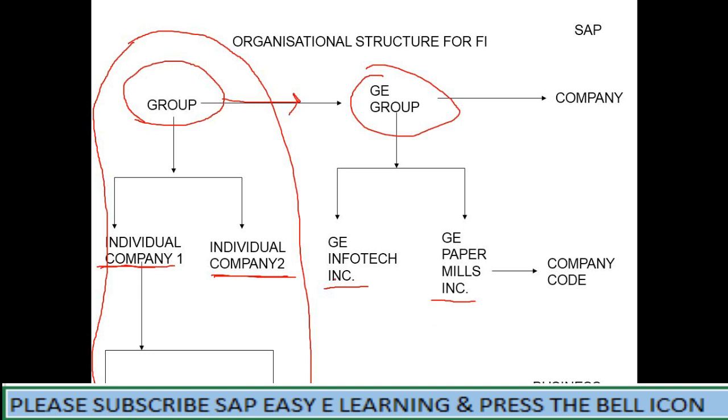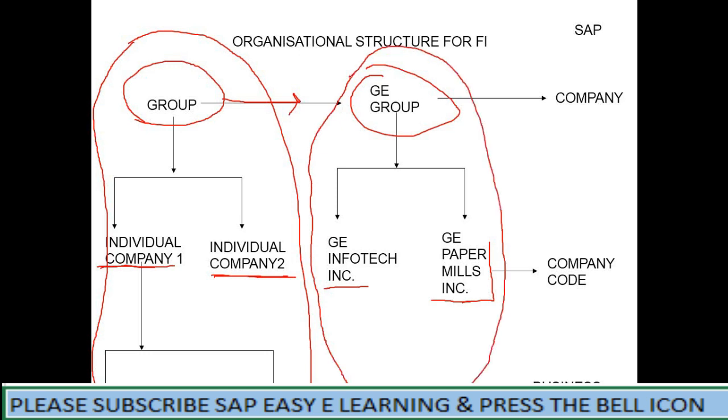Now, this GE Infotech Incorporation is carrying on business in Washington, California. Then GE Paper Mills Incorporation is also carrying on business in Washington, New York, New Jersey, California, etc. So this is the real enterprise structure for GE group of companies for the purpose of preparing financial statements. Now you have to translate this enterprise structure into SAP. So group is always called company in SAP.